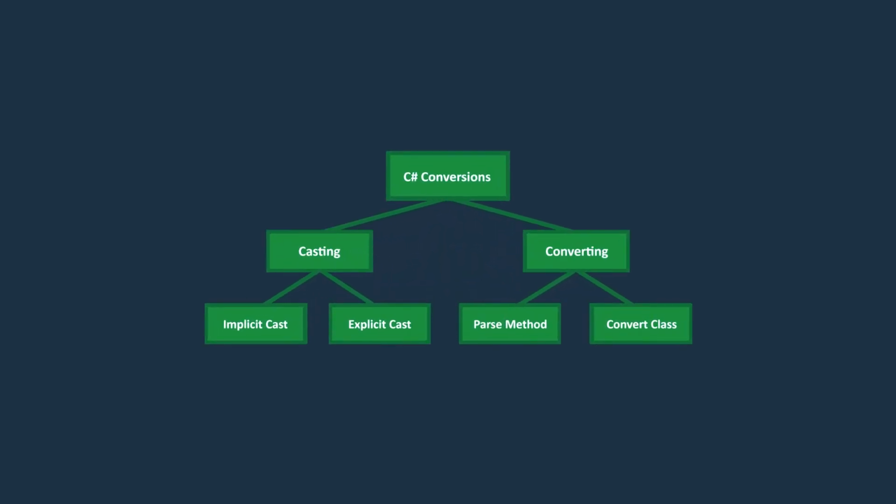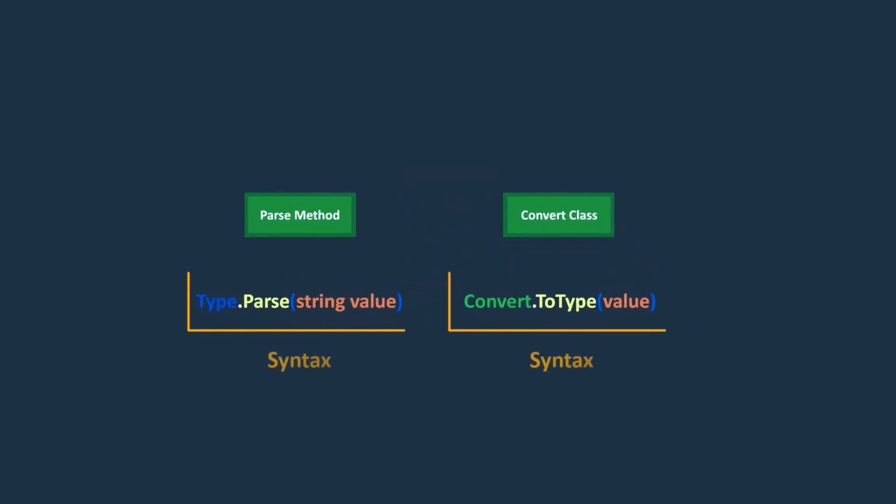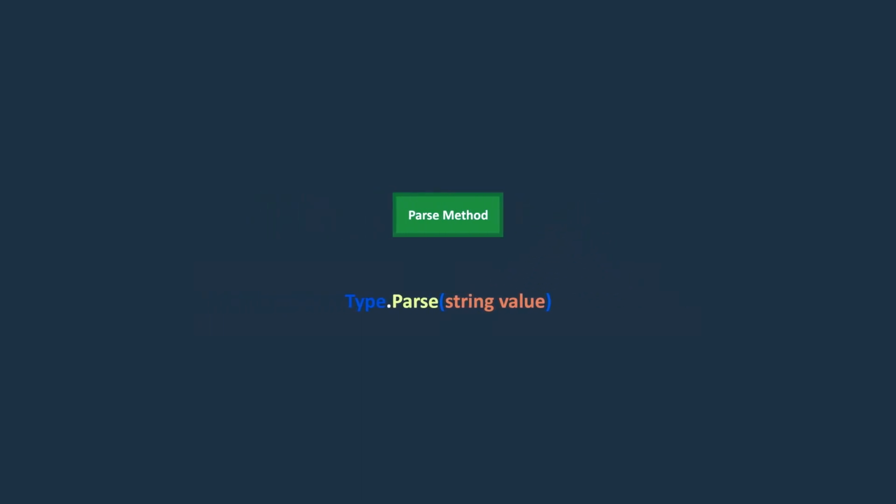Hello everyone, welcome again. In the section on integral numbers, we covered how to handle conversions from incompatible data types to integral numbers using the parse method or the convert class. The same approach applies to floating point numbers as well. Now, let's take a closer look at how the parse method and convert class work to convert values between different data types. So, first, let's talk about the parse method.